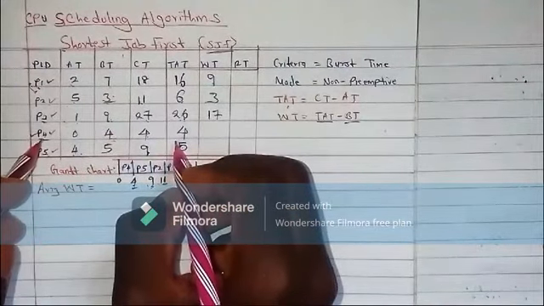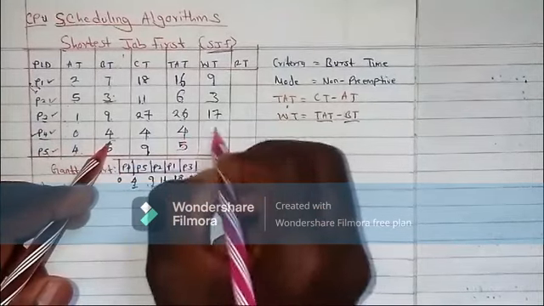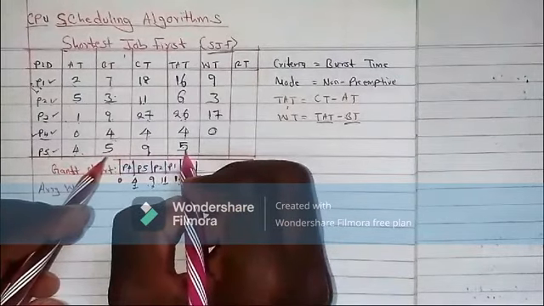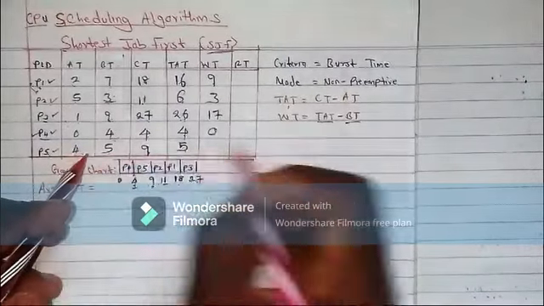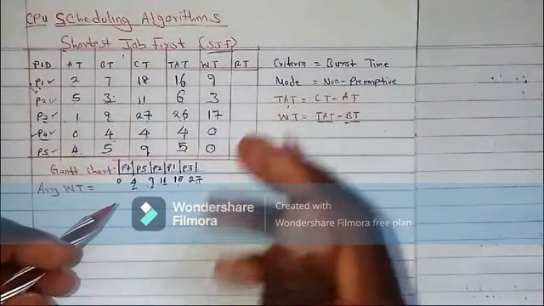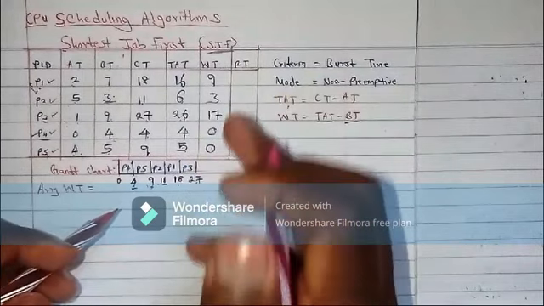And then P4, turnaround time is equal to 4 minus burst time of 4, it has a waiting time of 0. And then P5, it has a turnaround time of 5 minus arrival time of 5, so it is equal to 0. Now right there, we have already calculated the turnaround time, completion time, and also the waiting time. We are remaining with the response time.